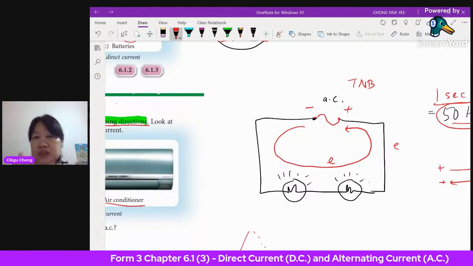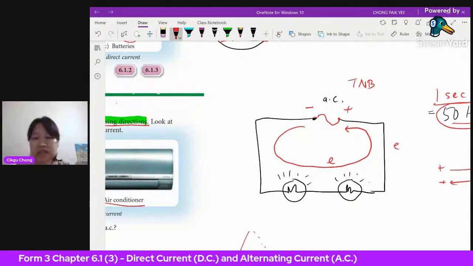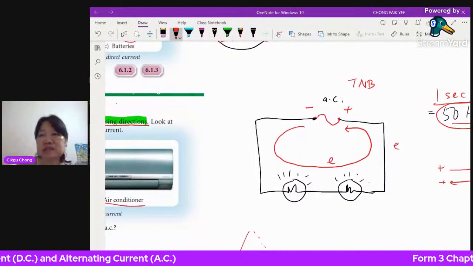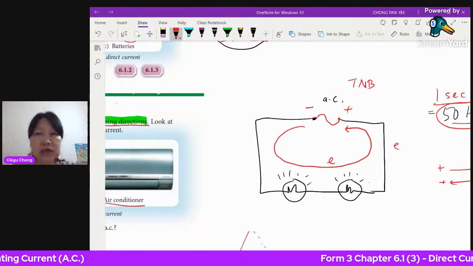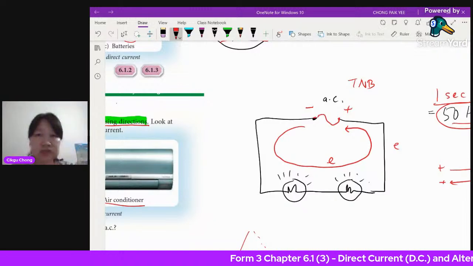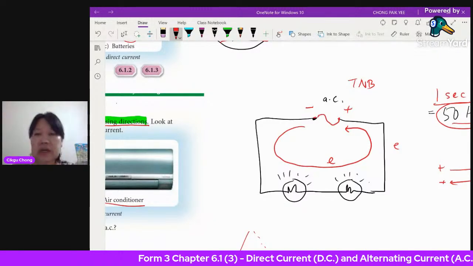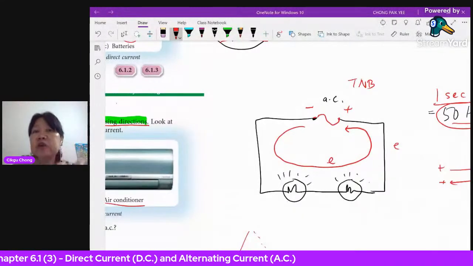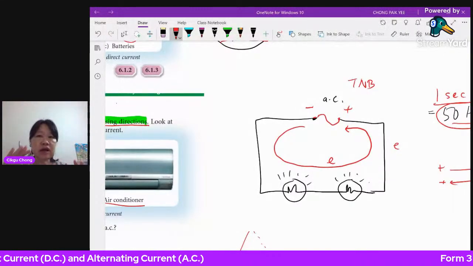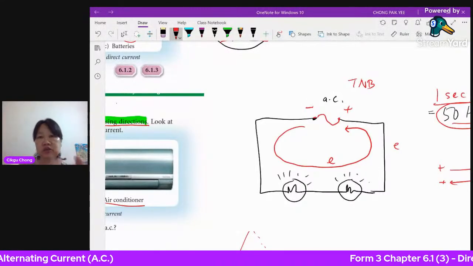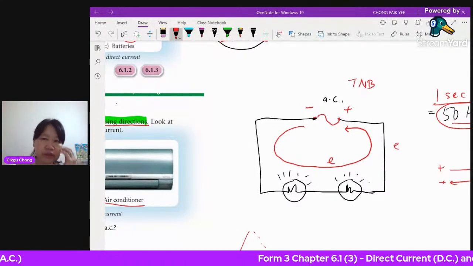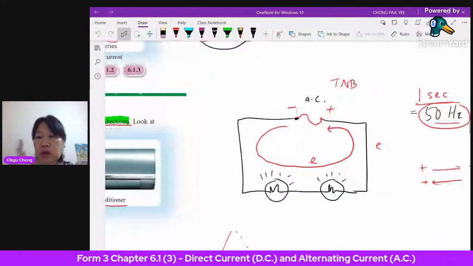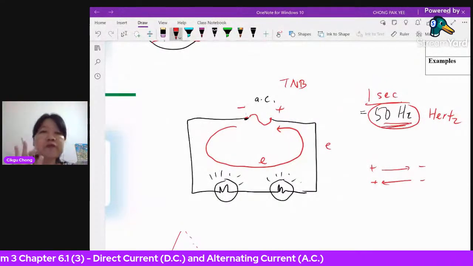And how often does it change direction? Or how fast does it change direction? In the electricity supply that comes to our houses, we have our Tenaga Nasional, the big company that makes electricity for the whole of Malaysia. So Tenaga Nasional generates the electricity, and the frequency is a measurement of how often the vibration, or the change in current or direction, happens. So how often does it do that? In 1 second, it already changes 50 times.